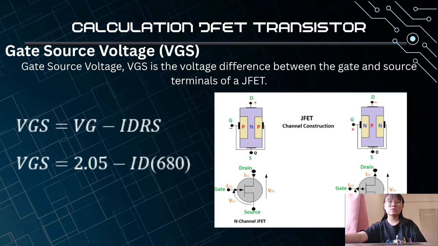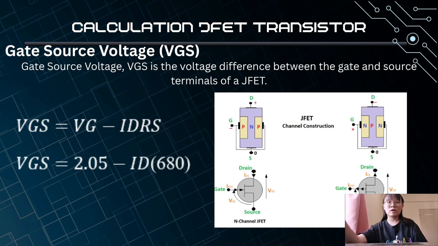Next, we need to calculate gate source voltage VGS. Gate source voltage VGS is the voltage difference between the gate and source terminal of a JFET. The following calculation is expressed in terms of drain current ID so that we can get the value of drain current ID later. The diagram shows the difference of N-channel and P-channel JFET transistor.